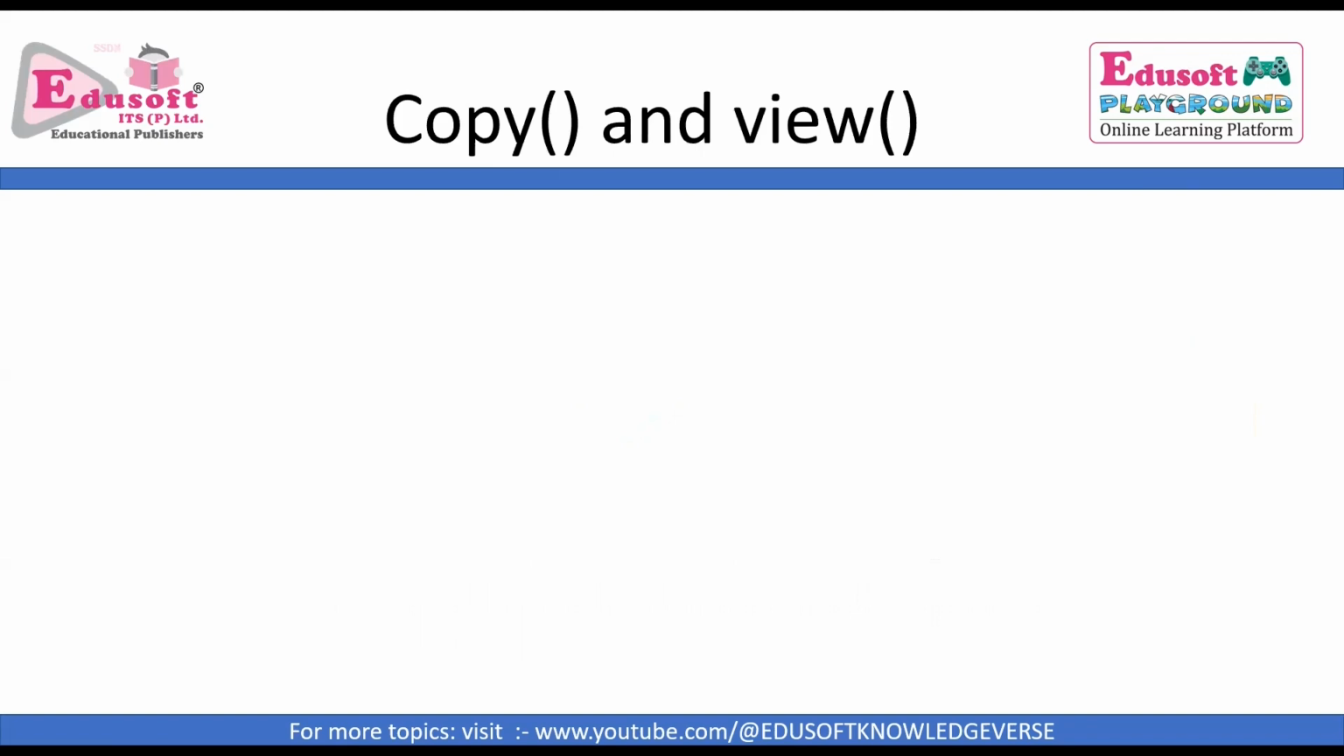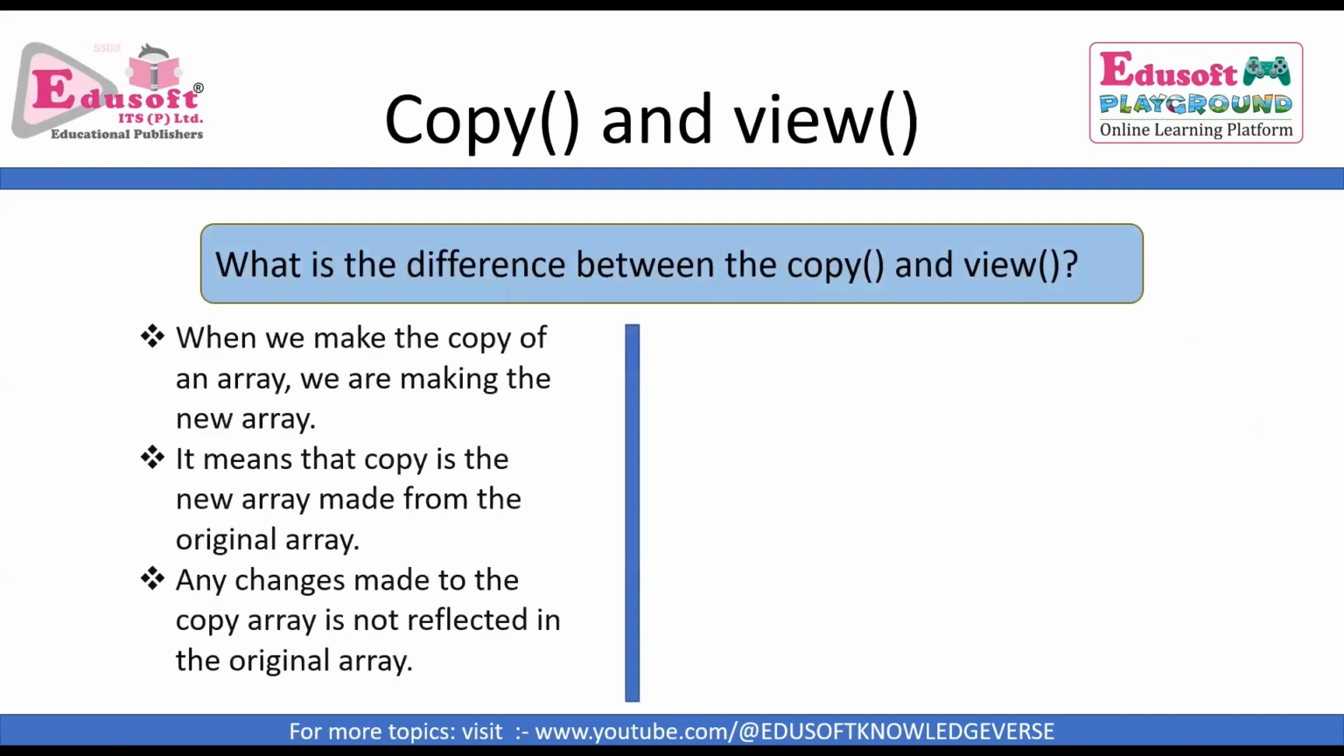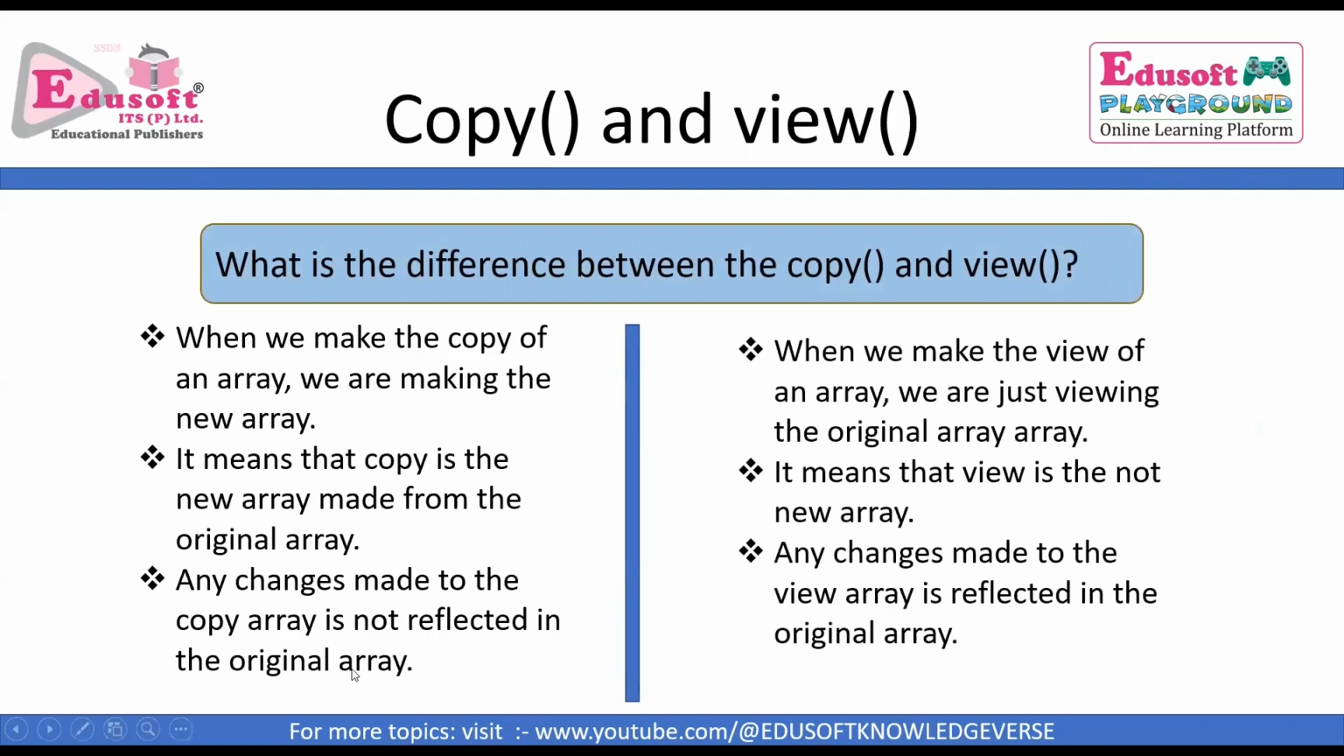Now, copy function and view function. What is the difference between the copy and view function? Let's see. When we make a copy of an array, we are making a new array. When we make a view of an array, we are just viewing the original array. Second point: it means that copy is a new array made from the original array, and view is not a new array. Third point: any changes made to the copy array are not reflected in the original array. Any changes made to the view array are reflected in the original array.